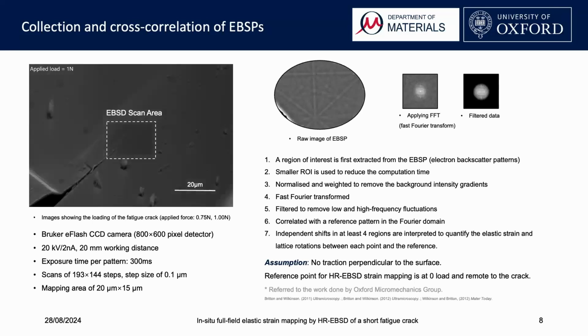The key information here is to reduce the noise and perform cross-correlation between patterns and the zero-strain reference in the Fourier domain. The zero-strain reference point is selected at a location that's remote from the crack and with zero load applied. The calculation is based on the assumption that there's no traction perpendicular to the sample surface.